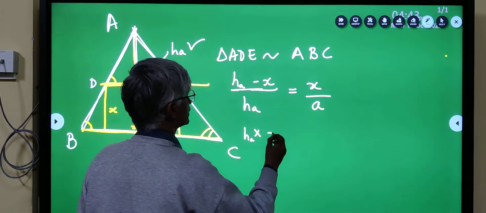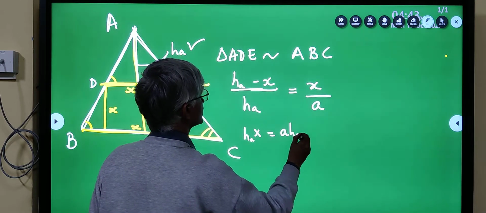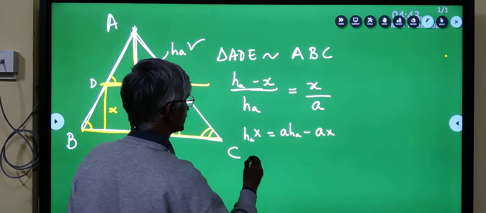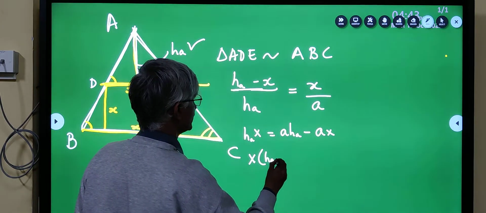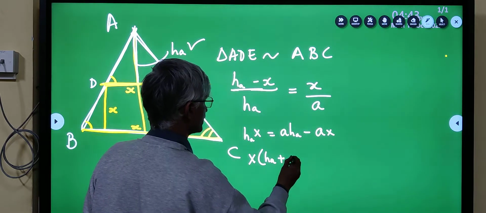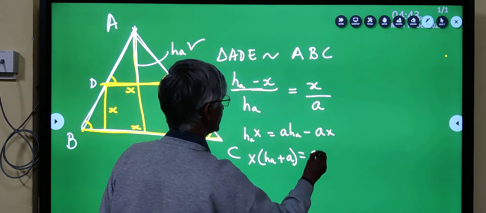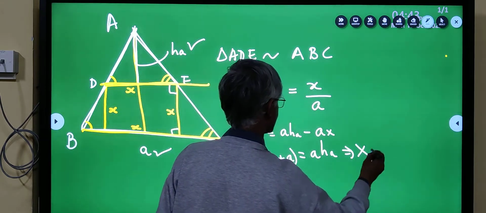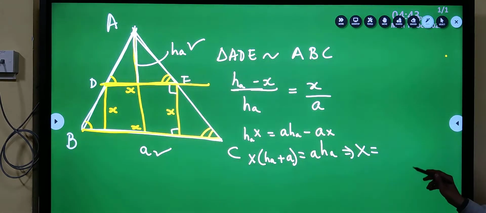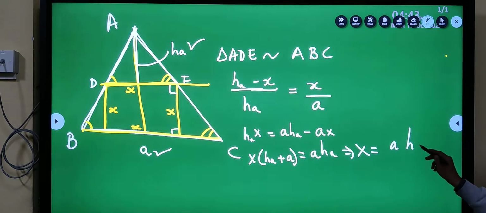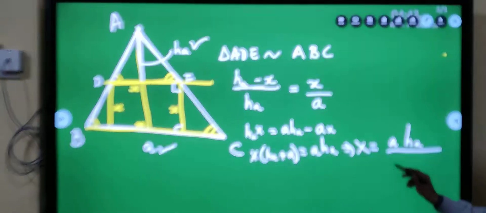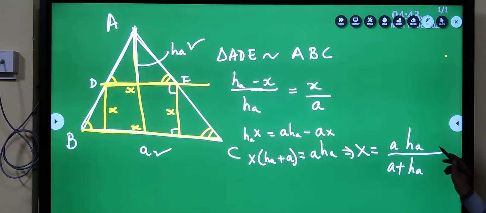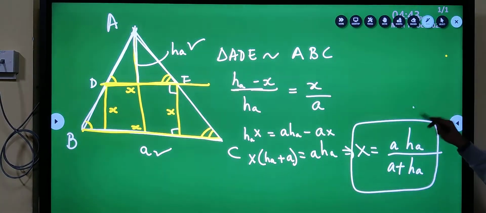HA X is equal to A HA minus A X, and therefore X into HA plus A is equal to A HA, and this implies that X is equal to A HA divided by A plus HA, and that is the end of the problem.